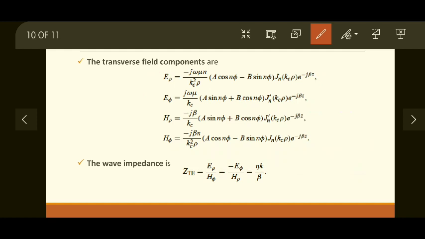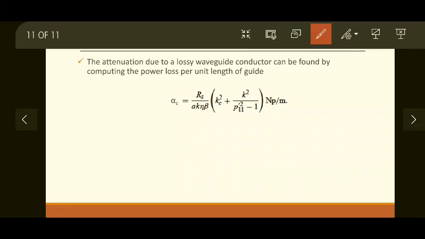Okay, so wave impedance you can obtain by e rho upon h phi or e phi upon h rho. You can find that, and it is observed to be eta k upon beta. Similarly, you can find the attenuation constant due to the lossy waveguide conductor by finding the power loss per unit length of the guide, and that formula comes out to be this one.